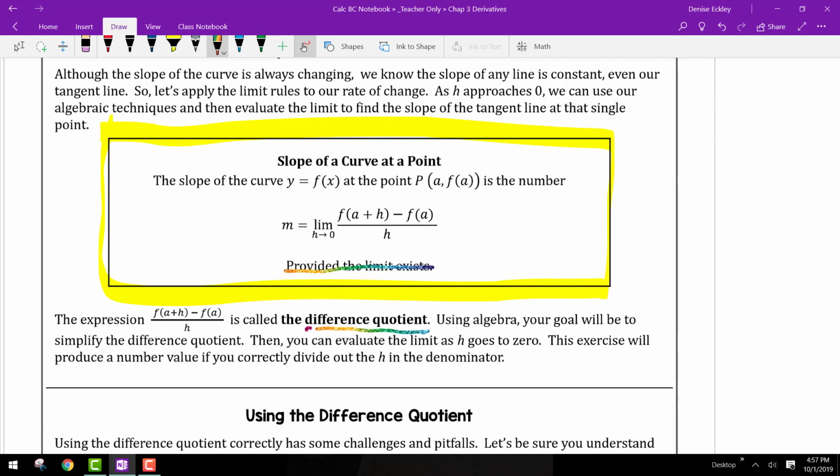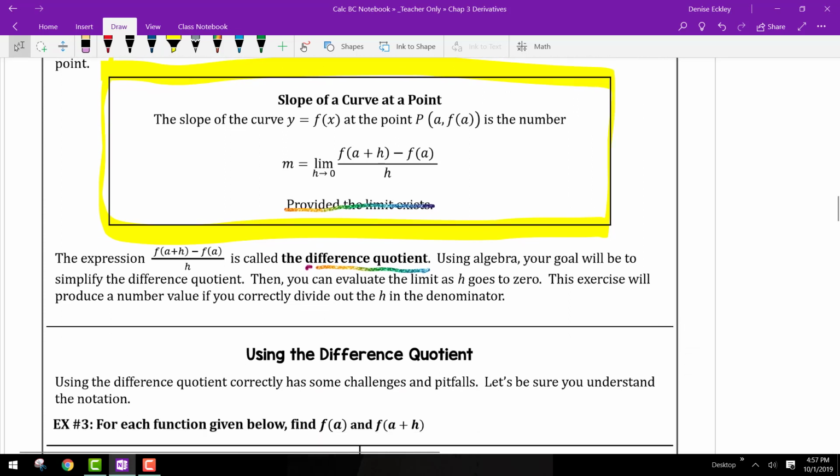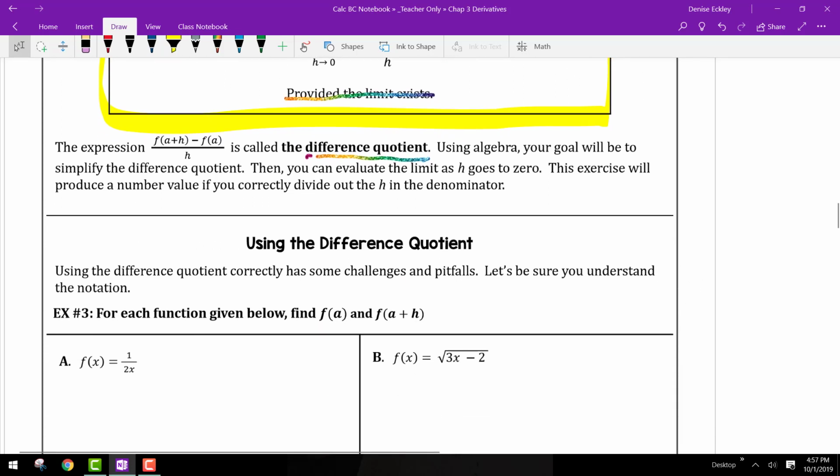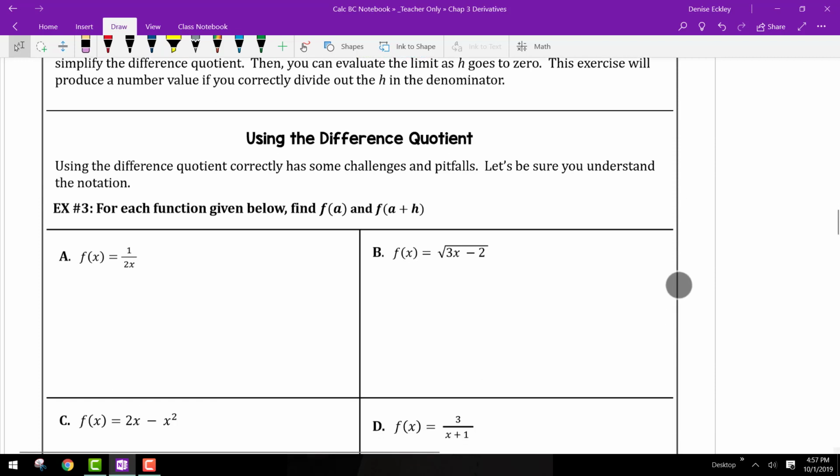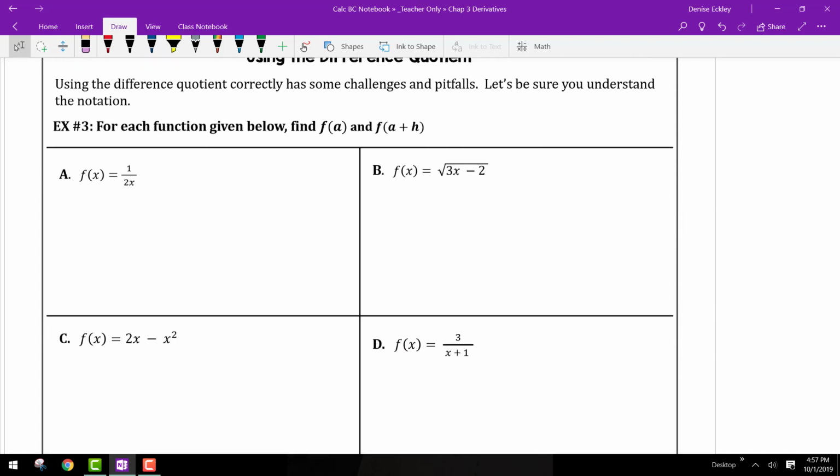And I've mentioned this before, but it is true. If the derivative does exist, the slope of the tangent line, the h's will indeed cancel out, so you can find the limit. So let's do some examples of the difference quotient. So we're supposed to find f of a and f of a plus h for these. And then in the next example, we'll actually use the difference quotient. So this is just getting you used to how this should look.